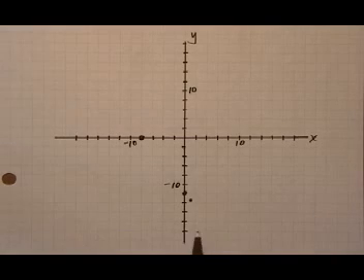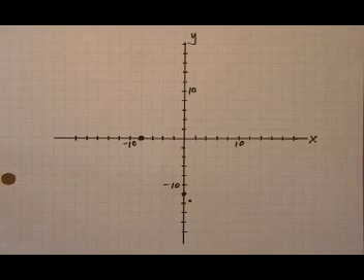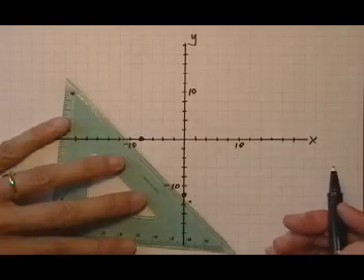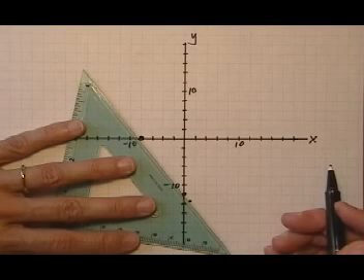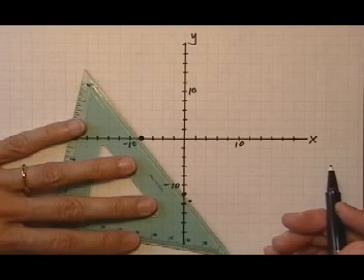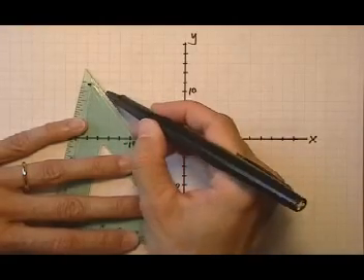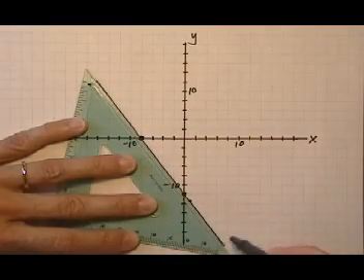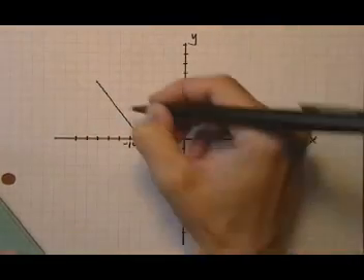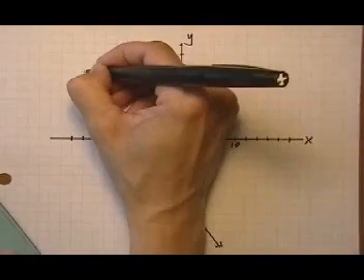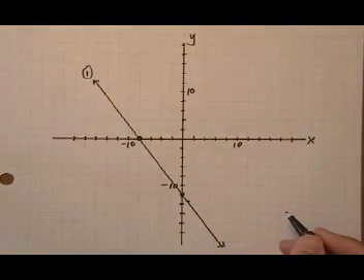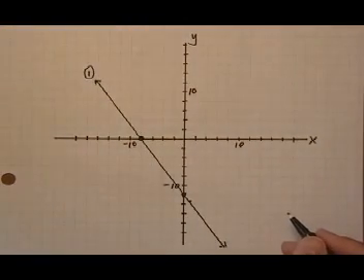Okay, so it's good to do that third point as a check, because then we make sure that everything is lining up in a straight line, which all of your equations should graph as a straight line in this course. In future courses they won't. So there's our first line. That's equation number 1. Next equation.